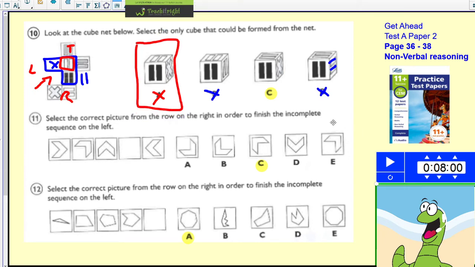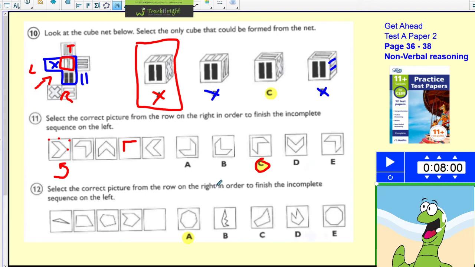Right, for number 11, let's go back to the answers. Looking at it, it appears like this is a rotation question where it's rotating 90 degrees. No, 45 degrees I want to say, because it's pointing there, and there, and there, and there. So the next shape should be in this corner. So if I'm doing a little sketch, it should look a bit like that. And there, C jumps out to me straight away as being the correct answer.